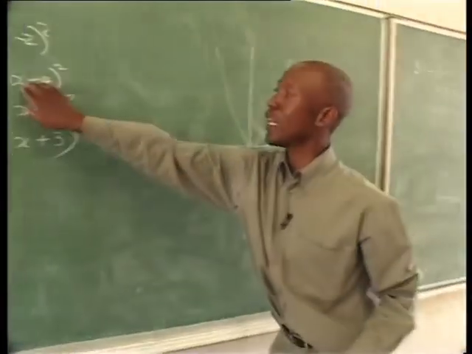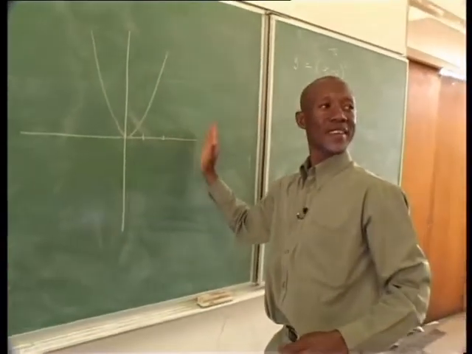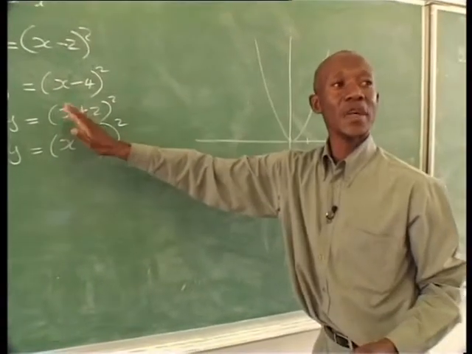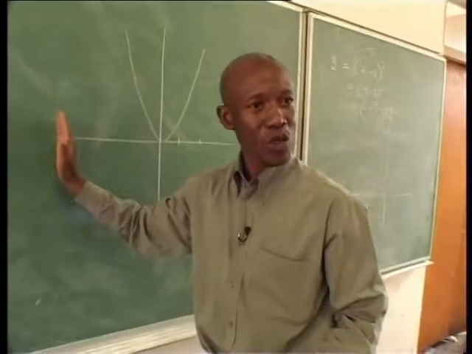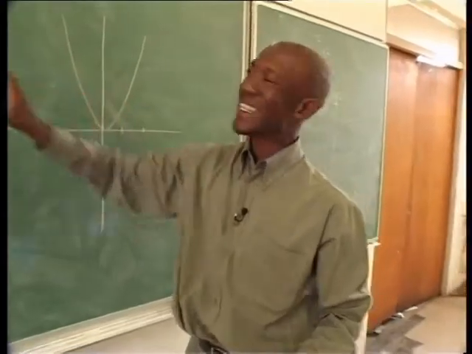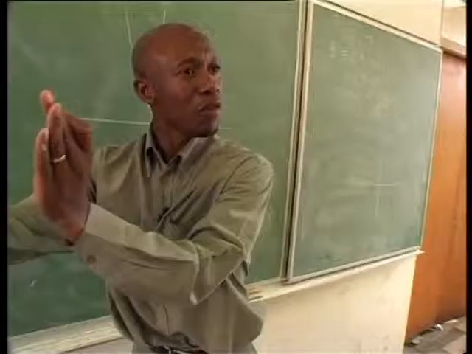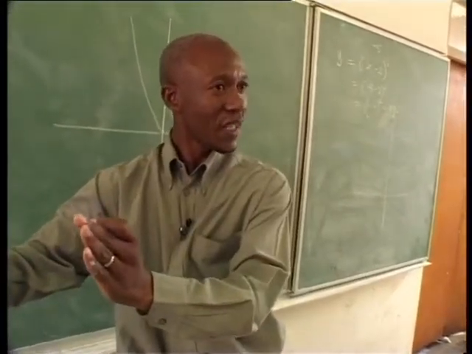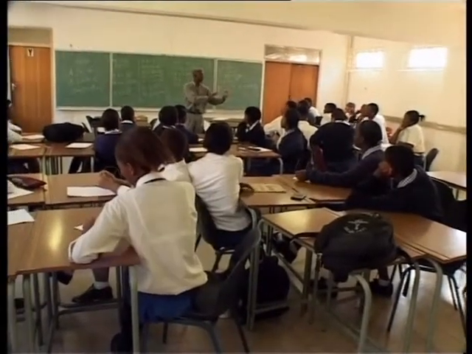Yeah, you said it moved to the right. How many paces did it move to the right? 4. And this one, it moved to the left. How many times? Twice. And this one, how many times did it move? 3 times. So you can actually see that the numbers here are actually determining how far the graph is going to move either to the left or to the right. Is that not so? Right? It is now possible for learners to predict where a graph would be from the equation.